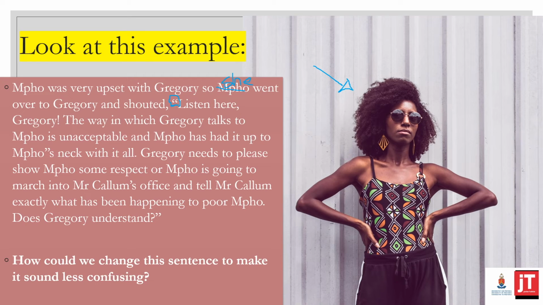Anyway, so listen here, Gregory. The way in which you talk to me is unacceptable. And I have had it up to my neck with it all. Do you see the importance of pronouns? I do apologize. There should only be one apostrophe there. Oops. Let's remove one. You need to please show me some respect, or I'm going to march into Mr. Callum's office and tell him exactly what has been happening to poor old me.